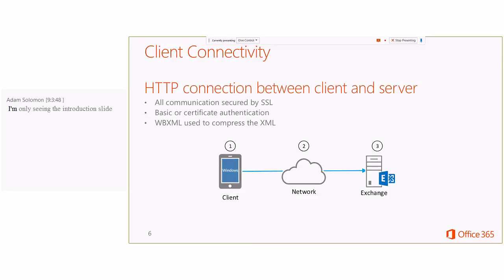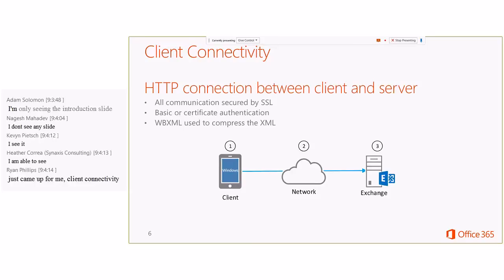Essentially all the communication from the client is secured by SSL by default. We use basic authentication, and the communication is WBXML, which is just a web-based, wireless-based XML to compress the traffic so that it's smaller.